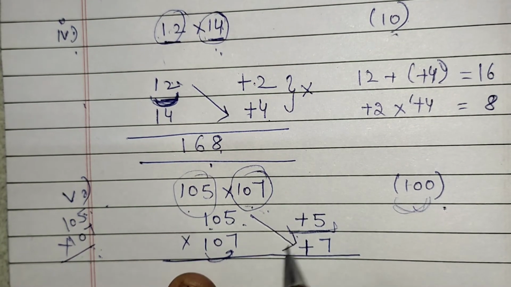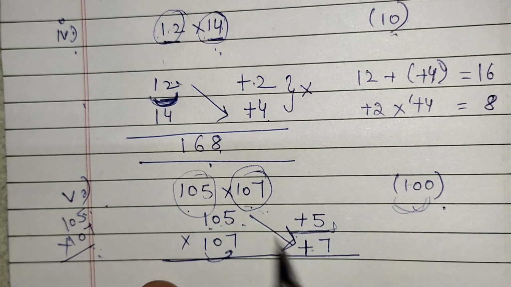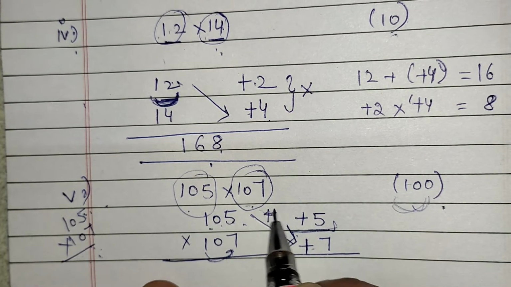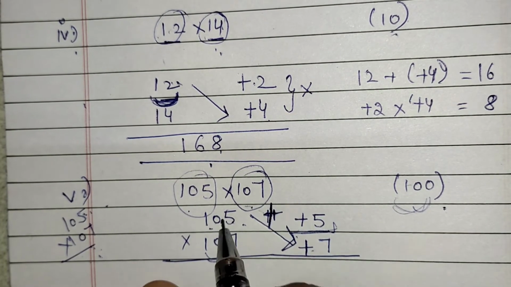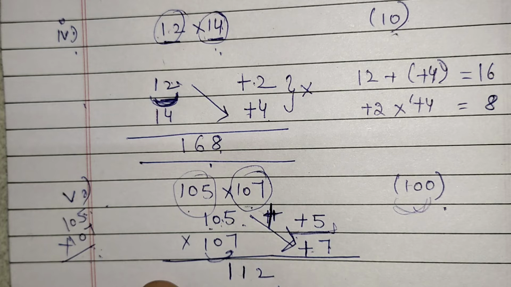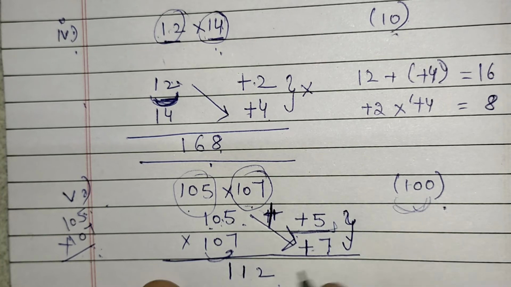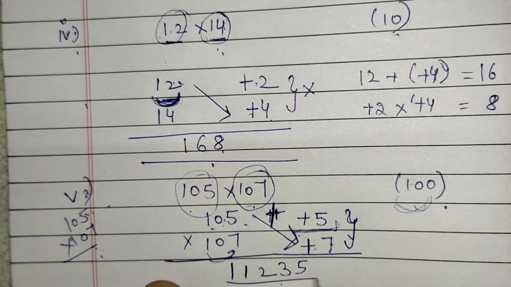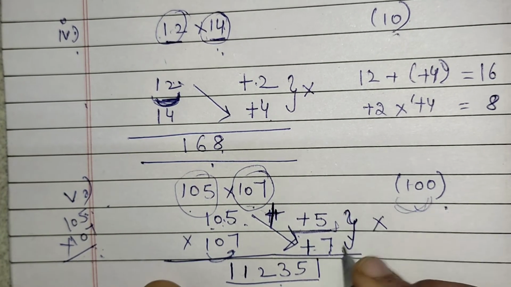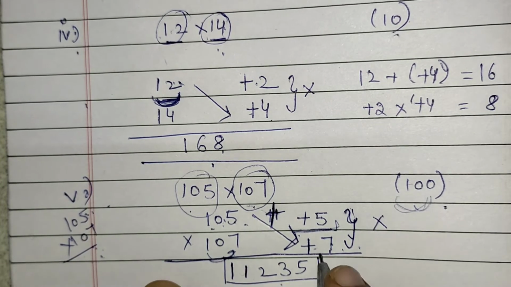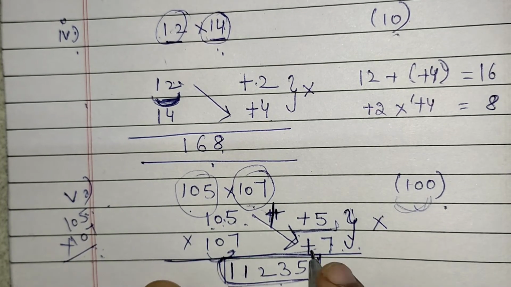So now my next step is what? I have to add these two values, meaning 105 plus 7 is going to give you 112. Okay, and then do the multiplication of these two values, meaning plus 5 into plus 7 will give you 35. Multiplication of these two will give you 35. So this will be your answer.